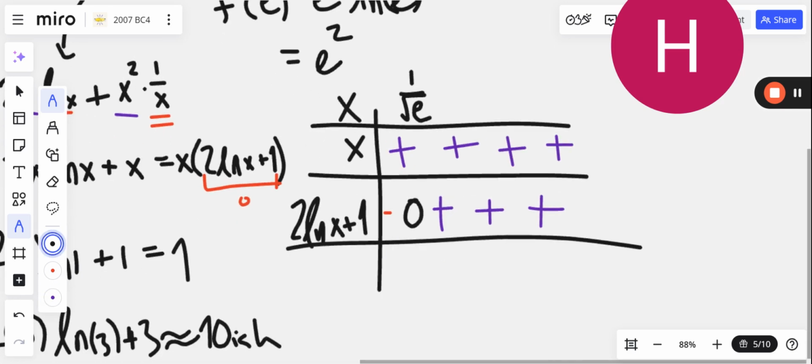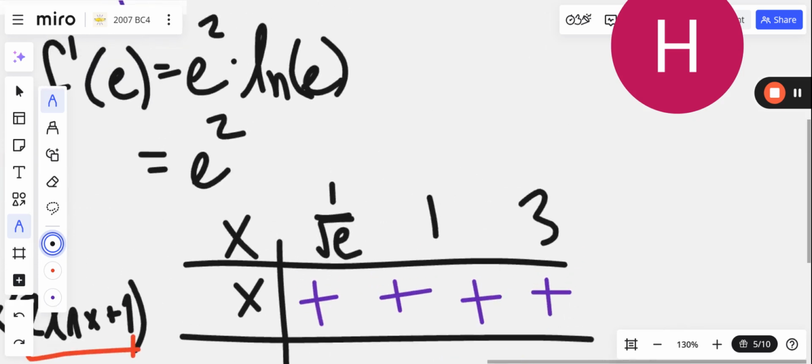So the question is 1 over e, 1 over square root of e. That's less than 1, right? Because our interval that we're interested in is from 1 to 3. So far it looks like that's positive. Yeah, as long as this 1 over square root e is less than 1. And it is, because e is bigger than 1, so the square root of e has to be bigger than 1. You don't have to know what it is, but it's bigger than 1.